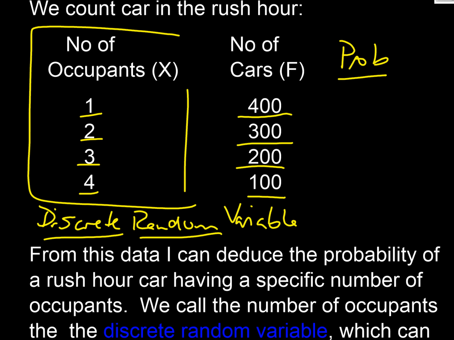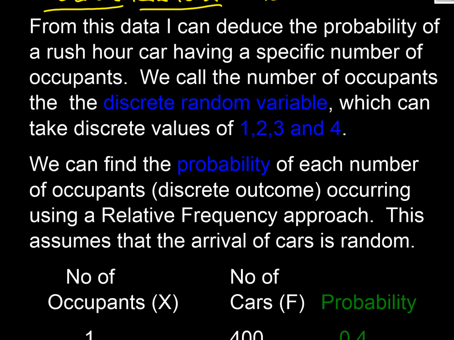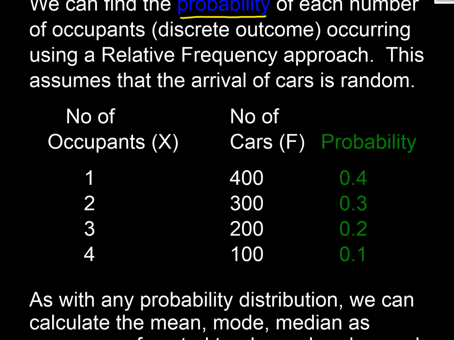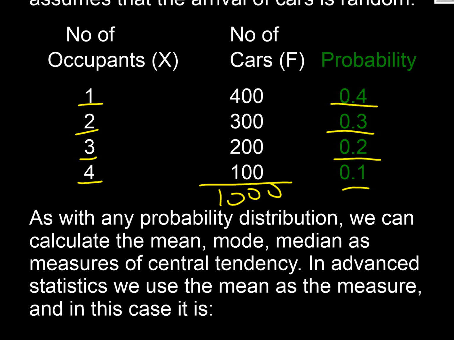So given that, that's for you just to have a quick look at. There's our discrete random variable 1, 2, 3, 4, and we've got a probability for each, using the relative frequency approach. The total number of cars is 1,000, so the probability of having one occupant is 0.4, probability of two occupants 0.3, probability of three occupants 0.2, four occupants 0.1. That's pretty straightforward, something we would have done at GCSE.